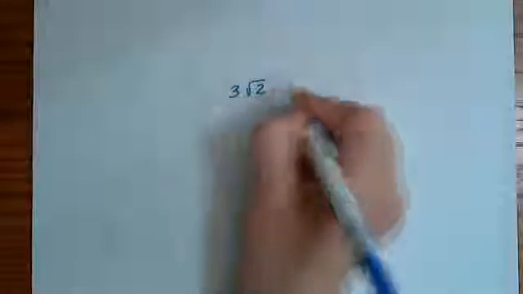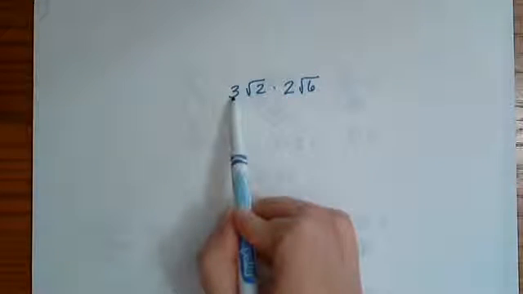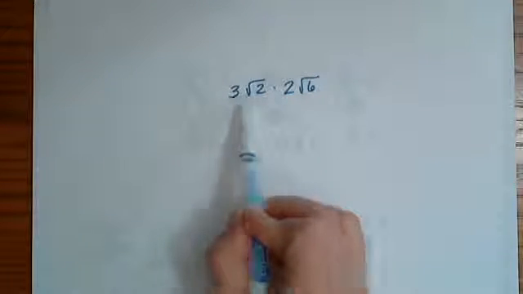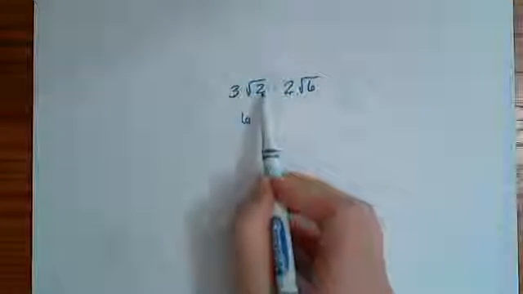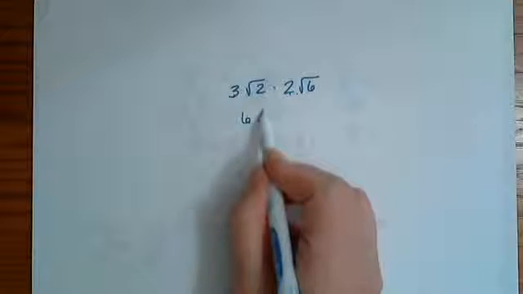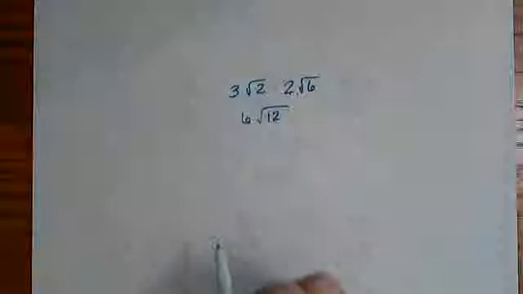Last example that we are going to do right now is when we're multiplying. This shouldn't be too hard. So if we have an example like 3 times the square root of 2 times 2 times the square root of 6, you can right away multiply the numbers that are on the outside. So 3 times 2 is 6. And you can multiply the numbers that are on the inside. 2 times 6 is 12. And you've got to keep that answer inside.